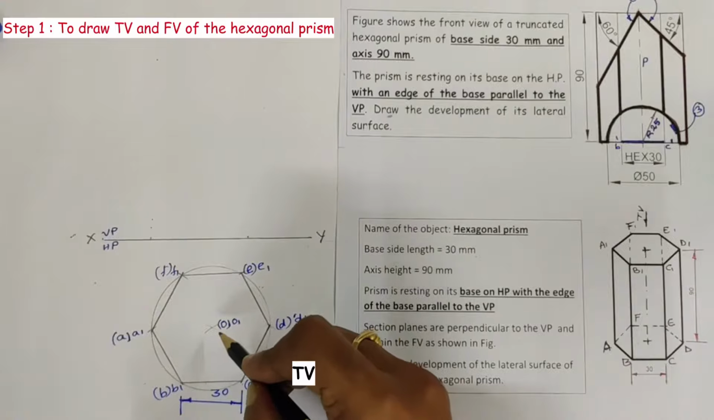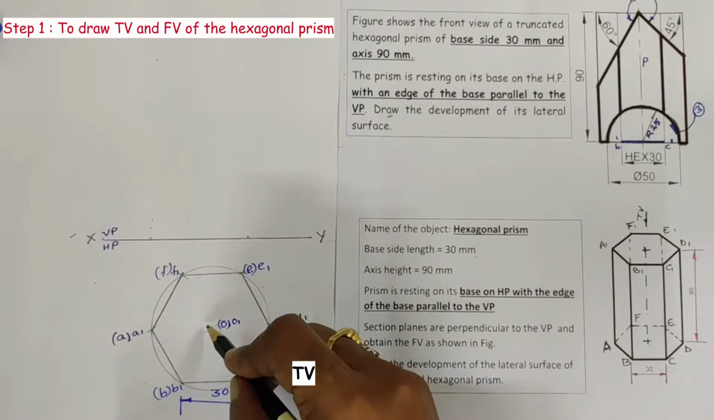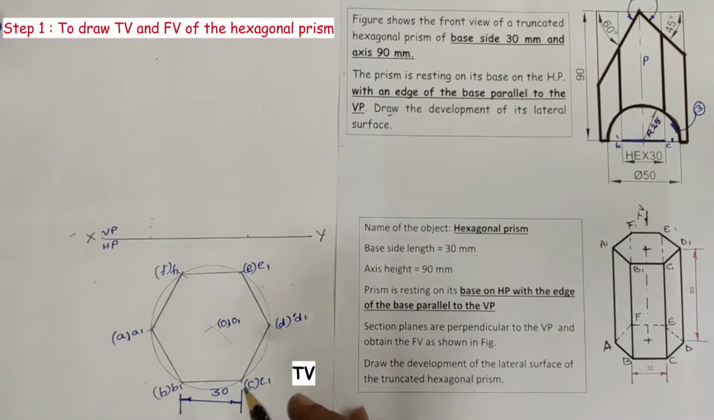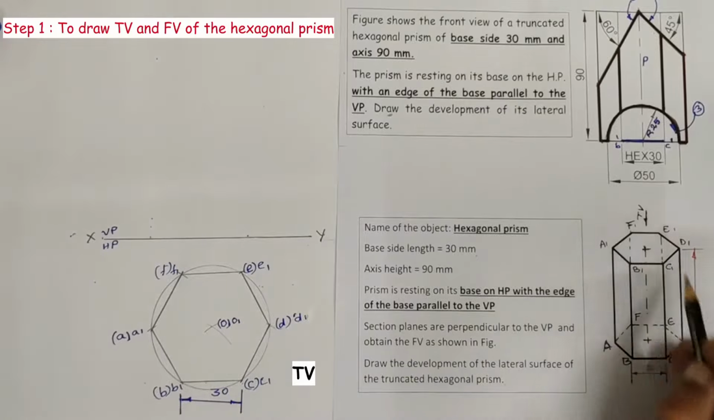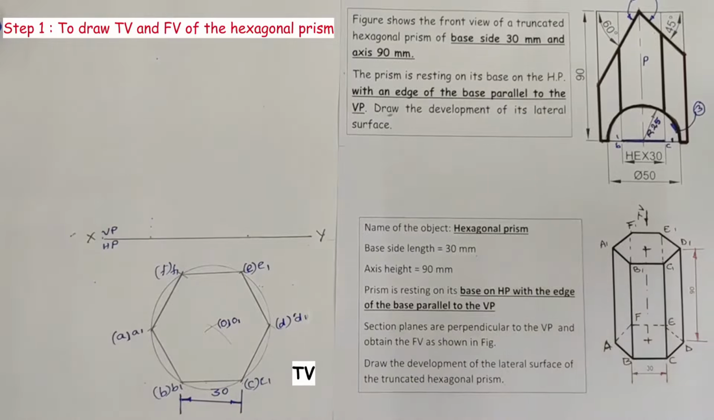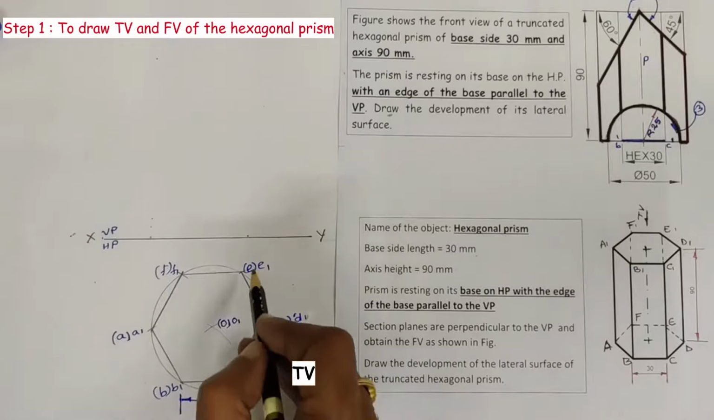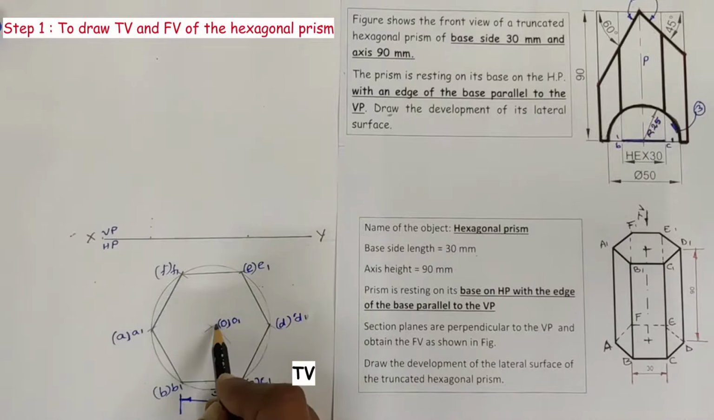O and O1 is the image of the axis in top view. With this we completed drawing the top view of the hexagonal prism. Then we will move towards drawing the front view of the hexagonal prism. For that, draw projectors through the points, say A1, B1, C1, D1, E1, F1 and O1 towards the vertical plane.